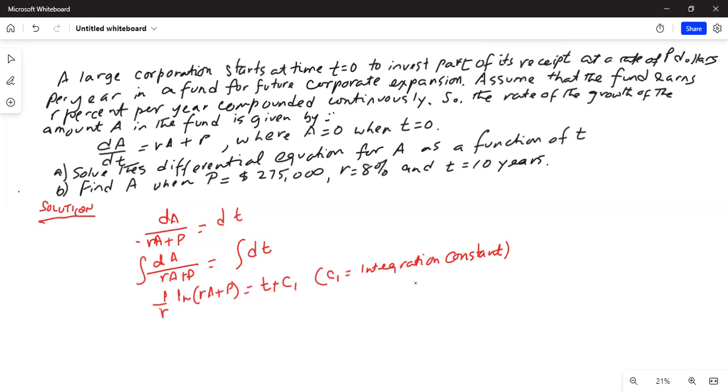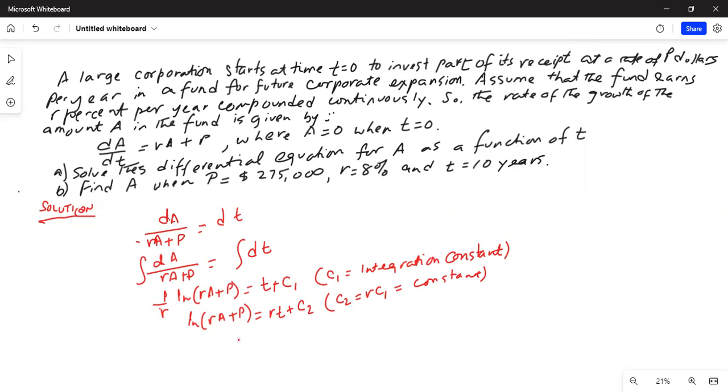So if we multiply both sides by R, we get ln of (RA plus P) is equal to Rt plus C2, where C2 is equal to R times C1. It is a constant because the rate R is constant also, and C1 is an integration constant, as we discussed before.